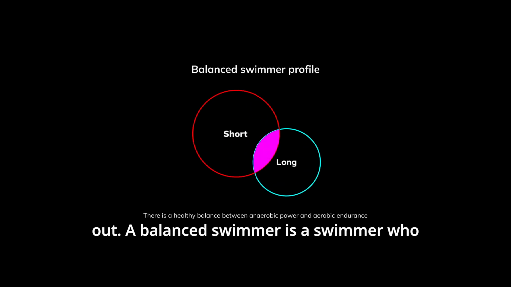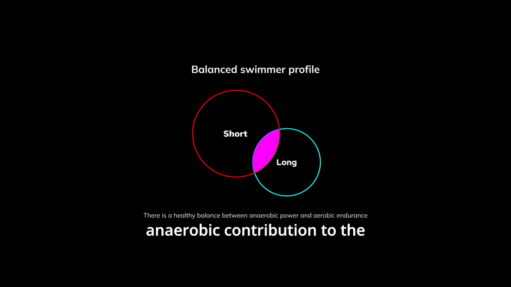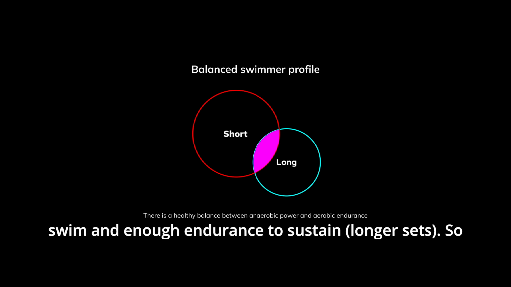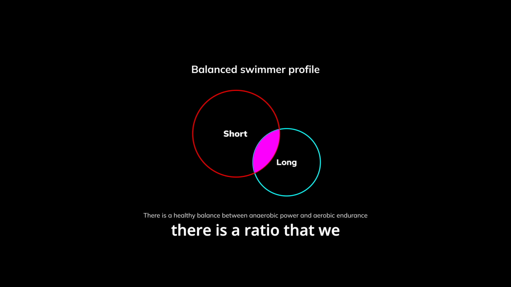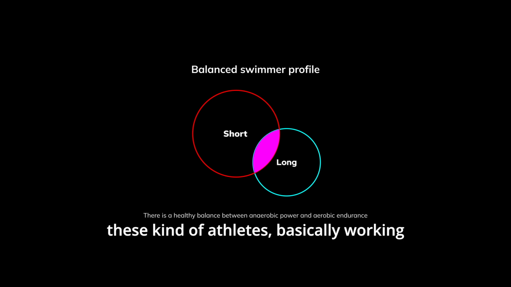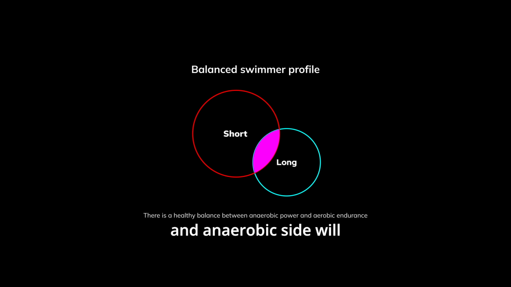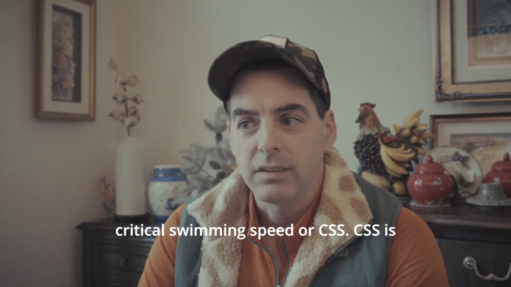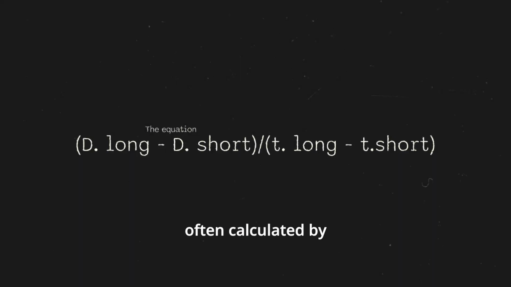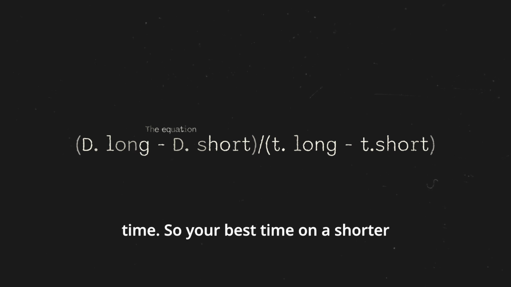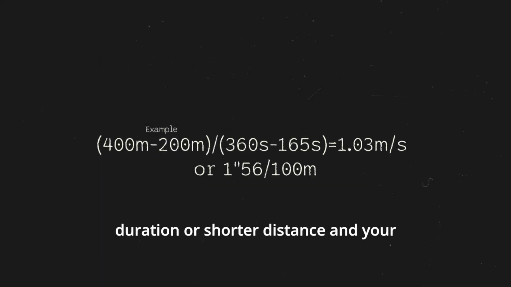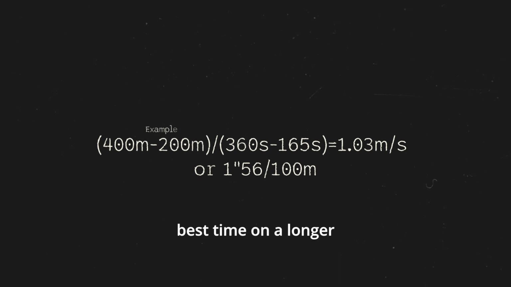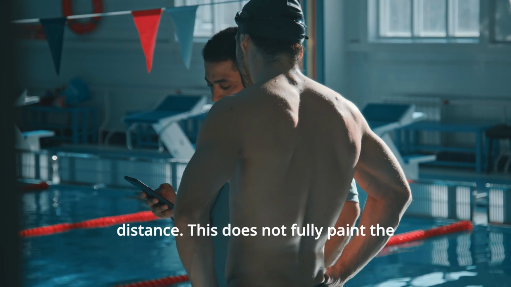A balanced swimmer is a swimmer who will have some anaerobic contribution to their swim and enough endurance to sustain. So there is a ratio that we like, that is healthy. For these kinds of athletes, working on both the aerobic and anaerobic side will improve their performance. And when we talk about swimming, we often use the term critical swimming speed, or CSS. CSS is often calculated by looking at two durations and times: your best time on a shorter distance and your best time on a longer distance. This does not fully paint the whole picture.